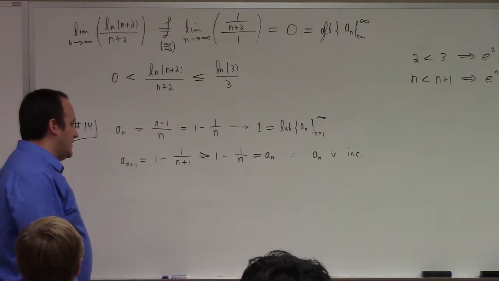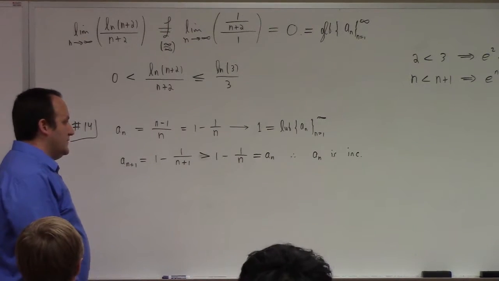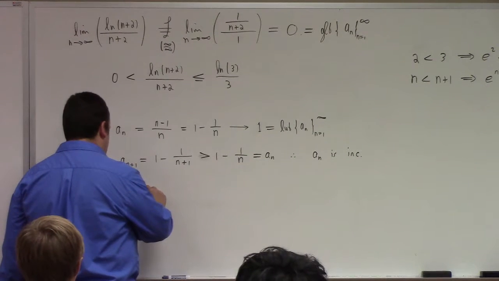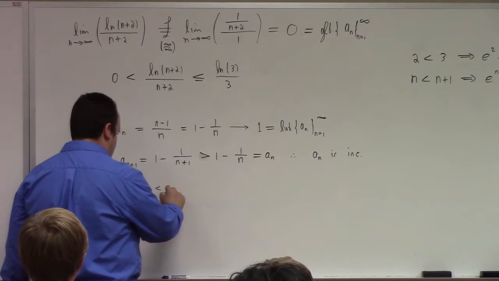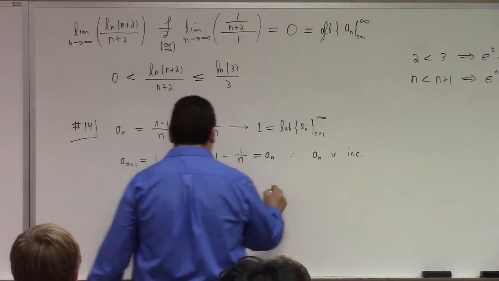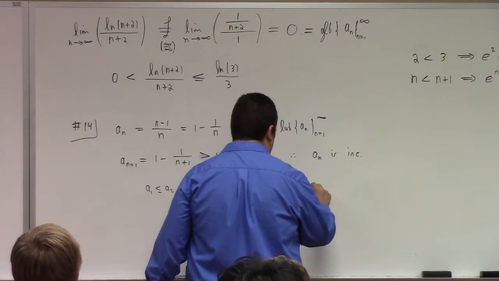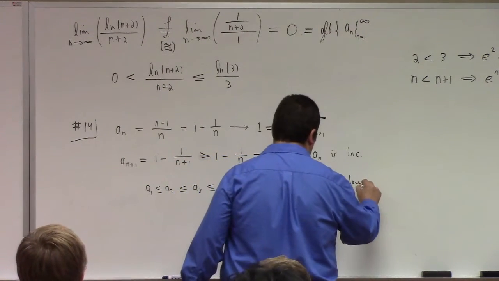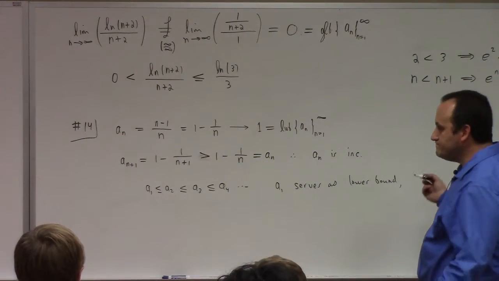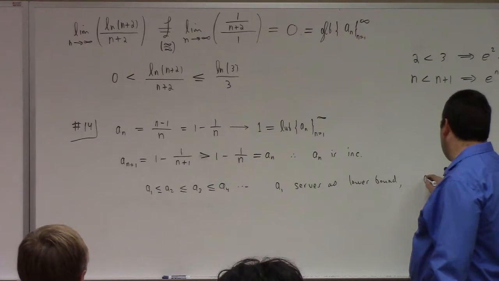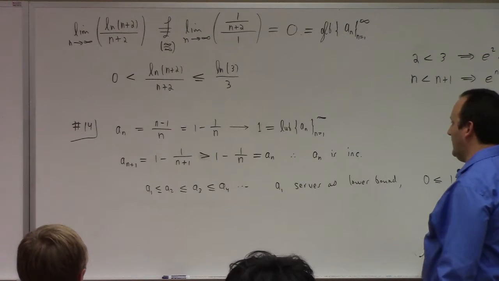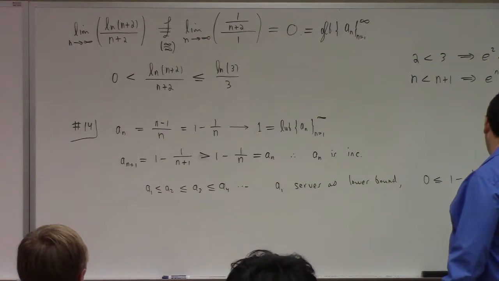Oh, I didn't finish my thought here. What are the bounds? It's increasing, so what does that mean? We just put them in order: A1 is less than A2, which is less than or equal to A3, and so forth. So A1 serves as a lower bound. What's my A1 here? We have 0 less than or equal to 1 minus 1 over n, and the least upper bound is 1.